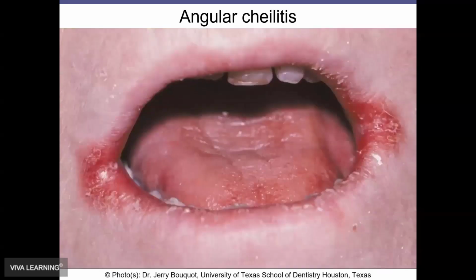Now, this is a patient with angular cheilitis, but it's very severe. And if you look in their mouth, you can see sort of a glossitis, it looks inflamed and red and raw. So this patient should be evaluated for an iron deficiency if it gets this severe.